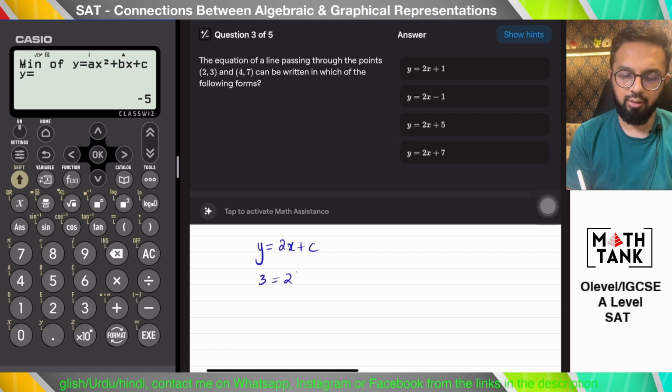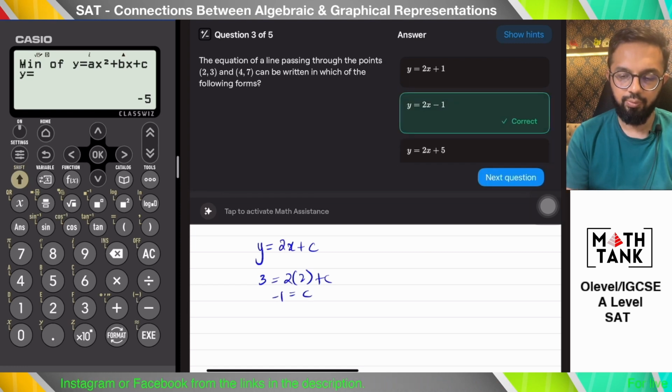Okay, I can take any point. So C comes out as minus 1. That's the quickest way to solve this question.